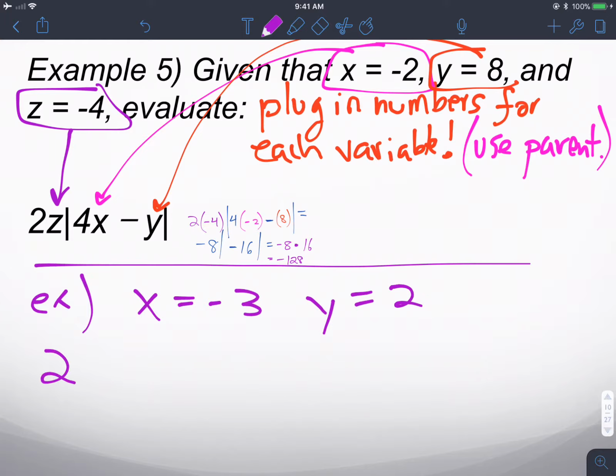Let's do 2x absolute value of y minus x. How about that? Another one that would be like kind of medium to difficult. Negative 3, 2.